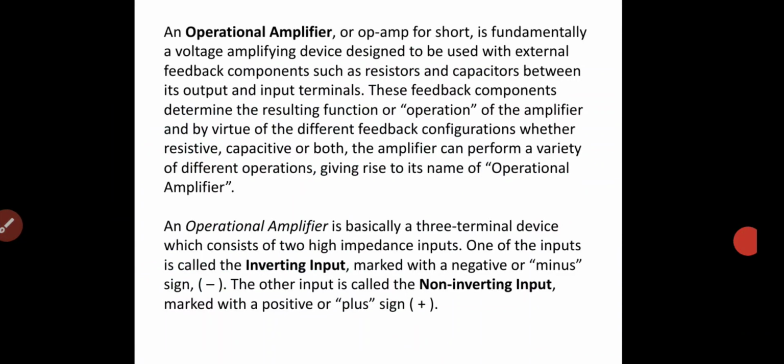An operational amplifier, or op-amp for short, is fundamentally a voltage amplifying device designed to be used with external feedback components such as resistors and capacitors between its output and input terminals. These feedback components determine the resulting function or operation of the amplifier. By virtue of the different feedback configurations, whether resistive, capacitive or both, the amplifier can perform a variety of different operations, giving rise to its name of operational amplifier.